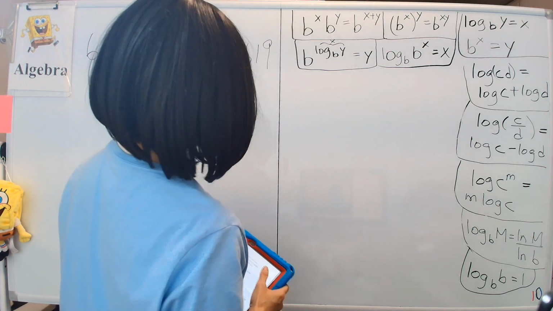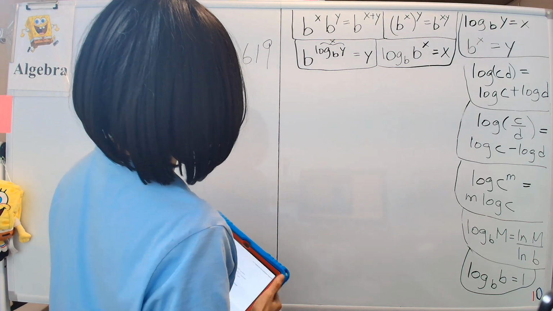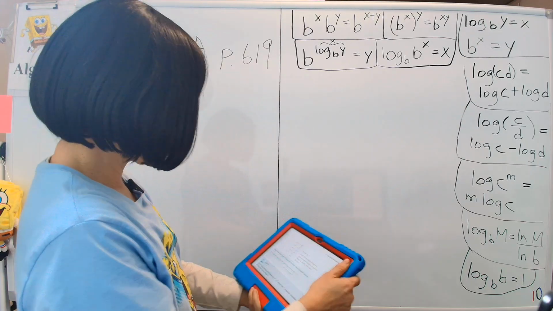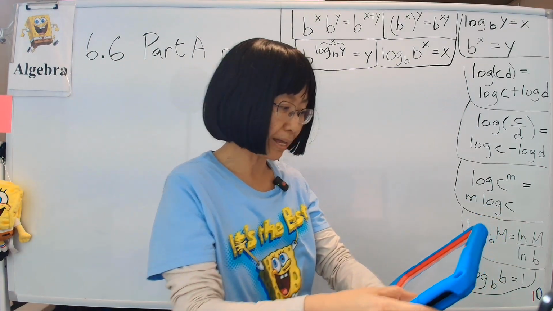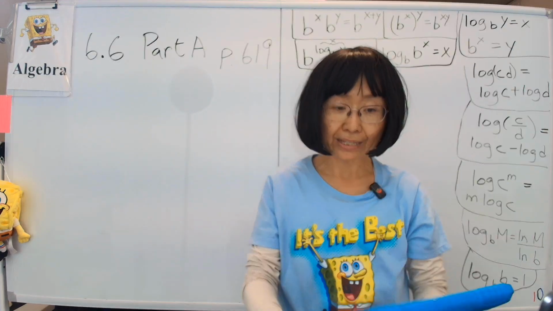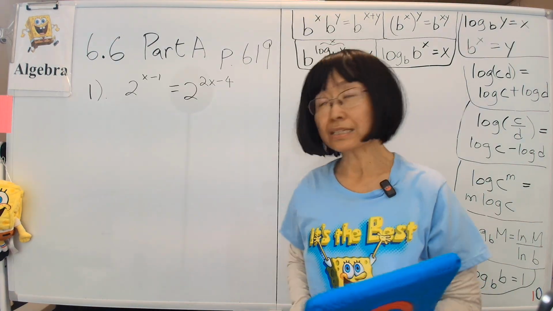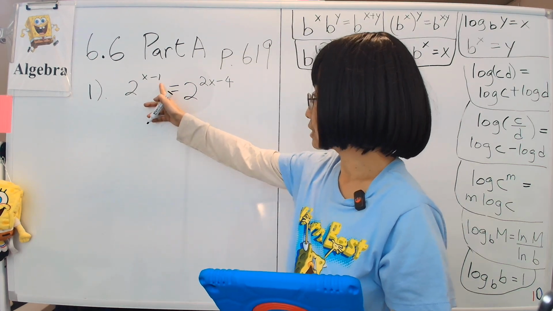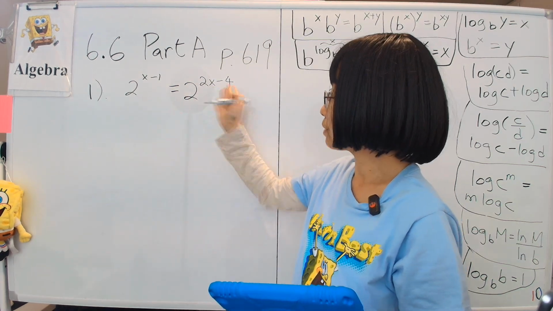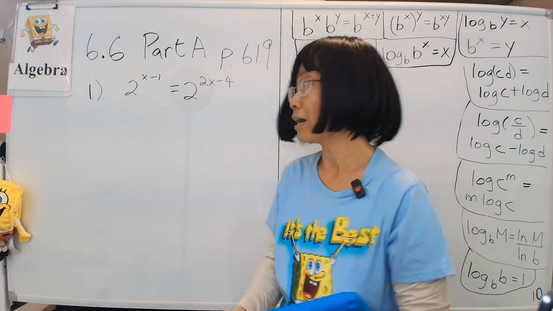Okay, I'm at page 619. Let's look at example 1. Let me write this down. Example 1, we have the problem 2 to the power x minus 1 equals 2 to the power 2x minus 4. Now how do we solve that?